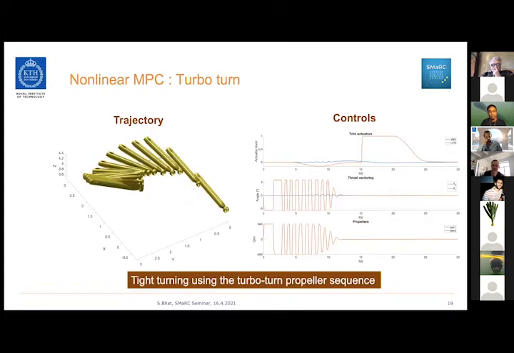If you want to do this turbo turn sequence, so if you want to turn with a very tight turning radius, here the turning radius that I want is only like 1 meter. I provided a goal point at 90 degrees and maybe 1 meter away at 90 degrees orientation.